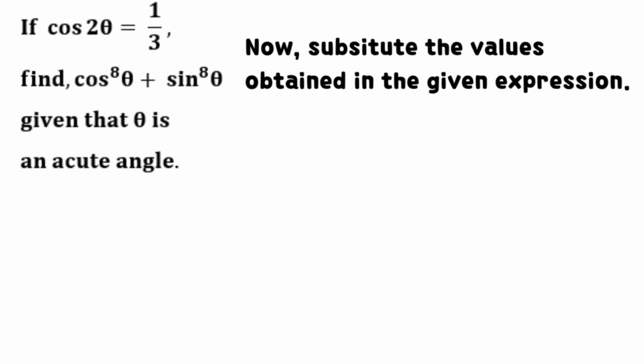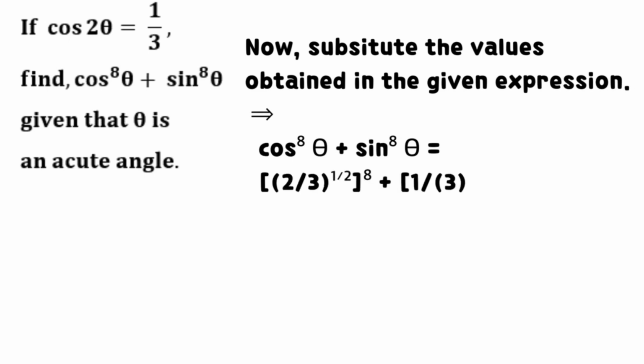Now, substitute the values obtained in the given expression. This implies that the sum of cosine theta to the power of 8 and sine theta to the power of 8 equals the sum of 16 divided by 81 and 1 divided by 81, which equals 17 divided by 81, after substitution and simplification of values.